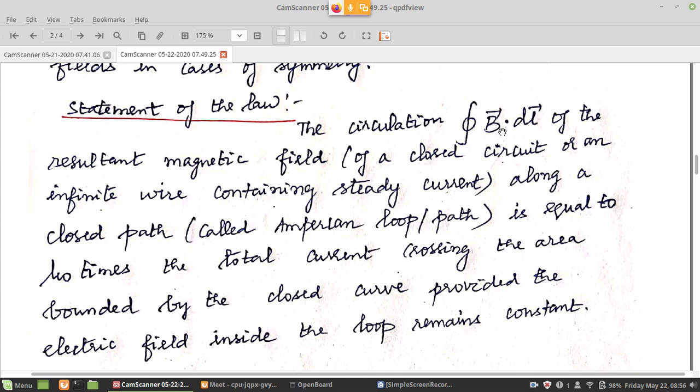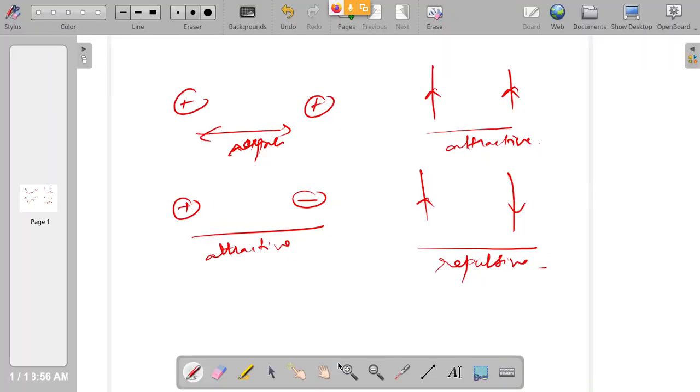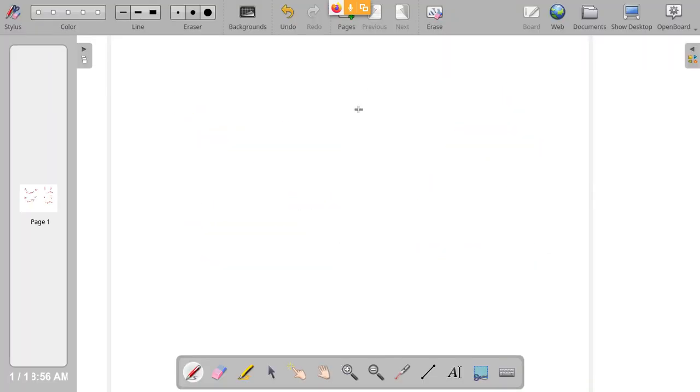So integral B dot dl of the resultant magnetic field of a closed circuit or an infinite wire containing steady current. So a wire undi. Okay, so what is this law is going to tell us? This is going to help us to calculate a magnetic field for different cases. First, straight wire. Biot-Savart law we calculated. Here we are going to use Ampere law.